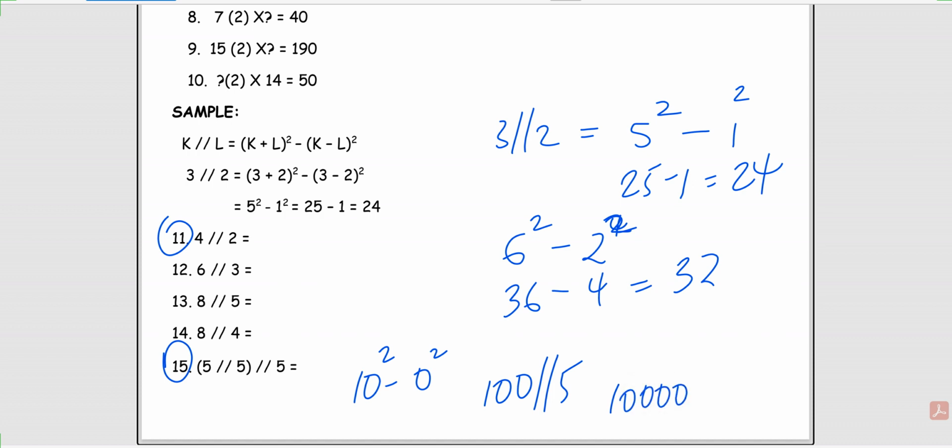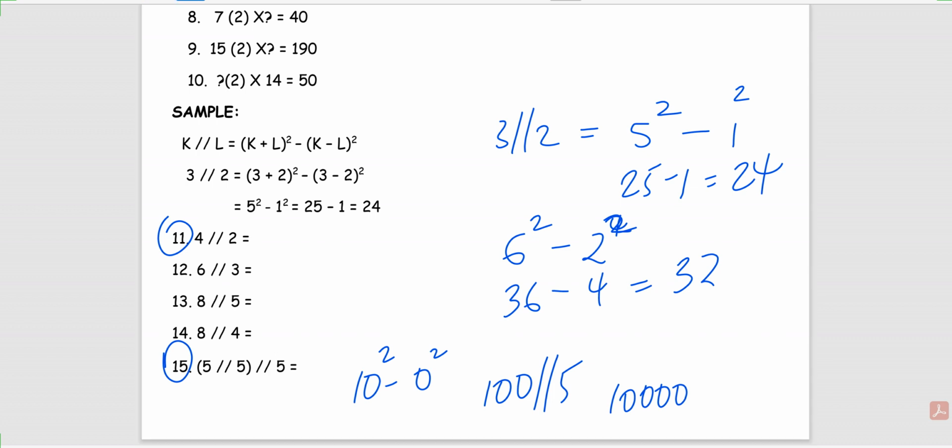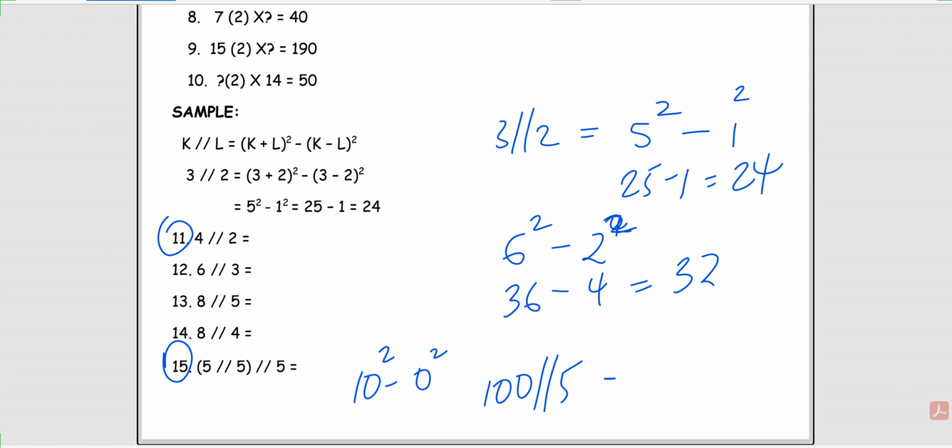Okay. Oh, sorry, I just made a mistake. 100 minus 5, that's 95. 100 plus 5, that's 105. So you do 105 squared. 105 squared. Then 100 minus 5, that is 95 squared. So you get 105 squared, you get your answer. Then 95 squared, you get your answer. You now subtract the 2 to get your final answer.